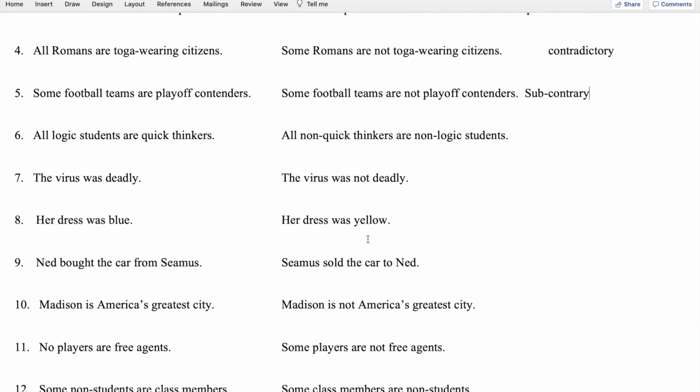Number six, all logic students are quick thinkers, and all non-quick thinkers are non-logic students. So we have two universal affirmatives, but in the second statement here, we've got substitution of the complementary terms and the position of the two terms converted. You may recognize then that the second statement is the contraposition of the first statement, which should be the clue that these are equivalent statements.